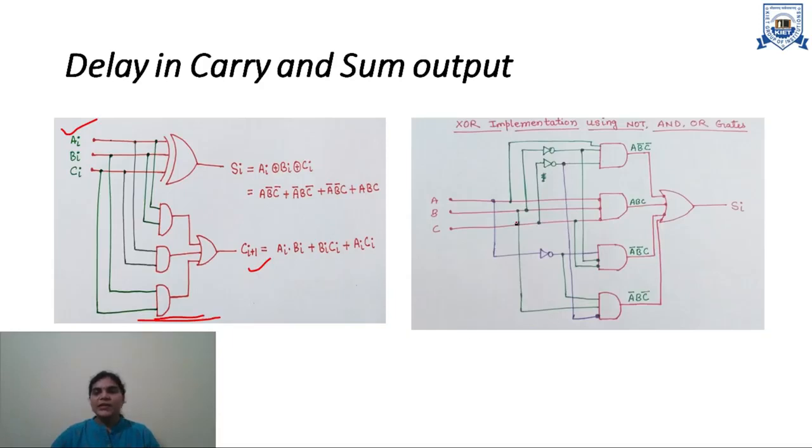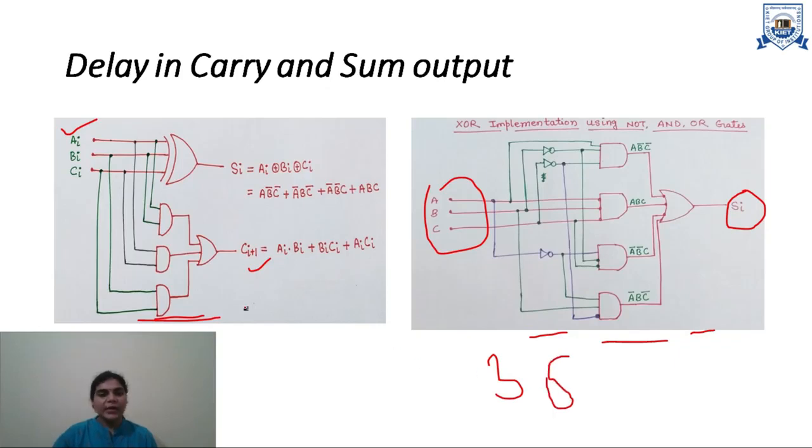As you can see here, the inputs are given here and sum is being produced here. So from input to sum, it has 3 levels of gates. So the delay for producing sum will be 3 delta and for carry it will be 2 delta.